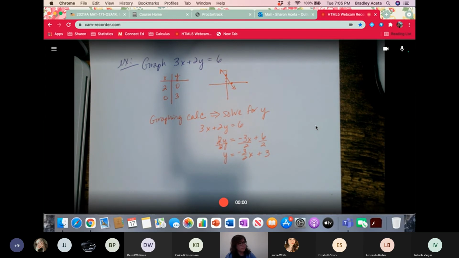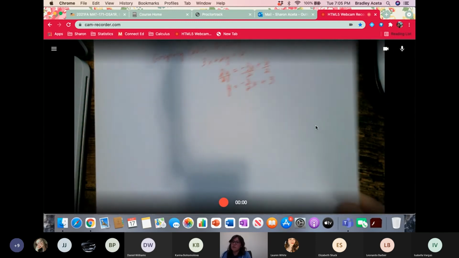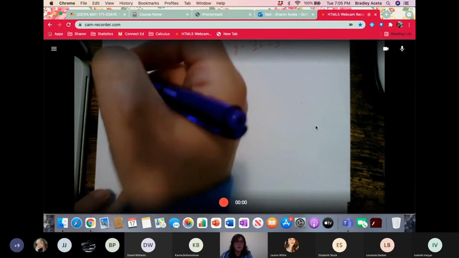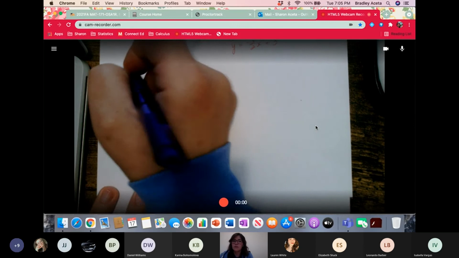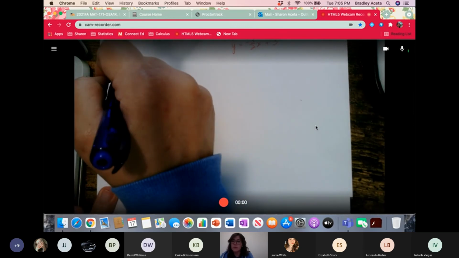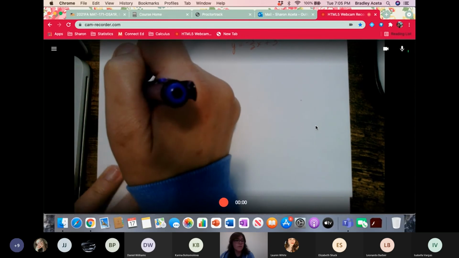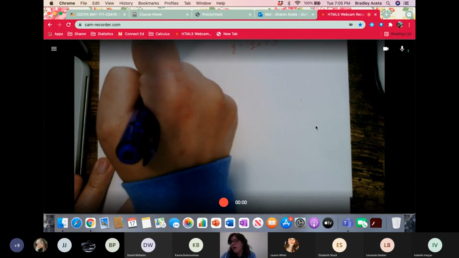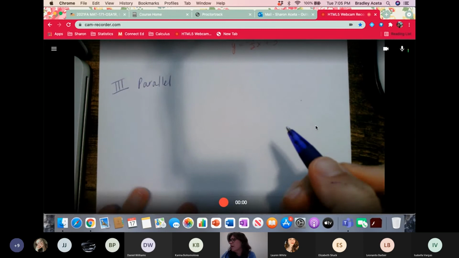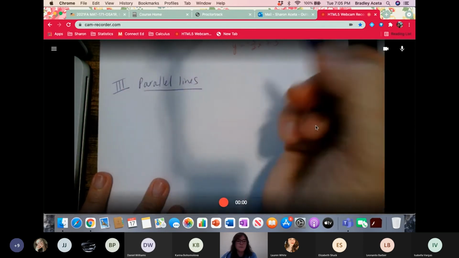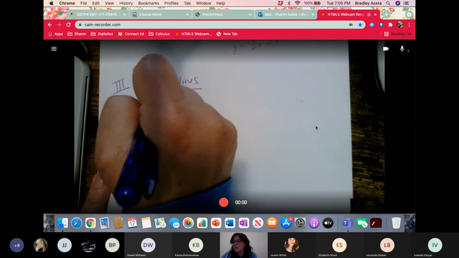Okay. Now for the meatier stuff of the lesson. We need to know what parallel and perpendicular lines are. And I say this pretty badly with my Jersey accent, so I apologize right now. My students always make fun of the way I say parallel. Parallel lines. And then perpendicular lines.